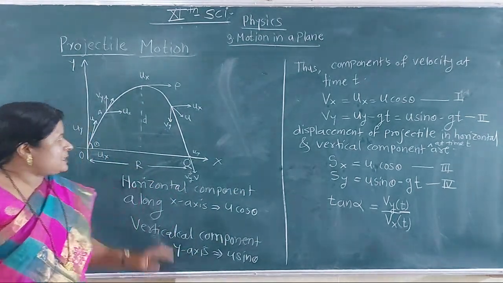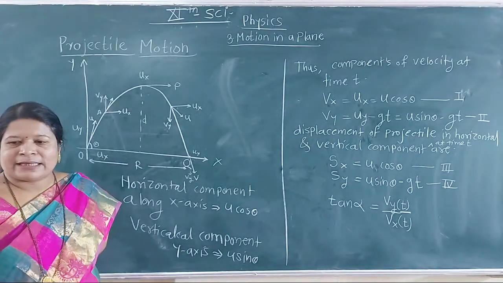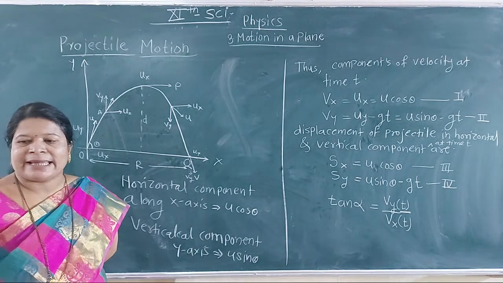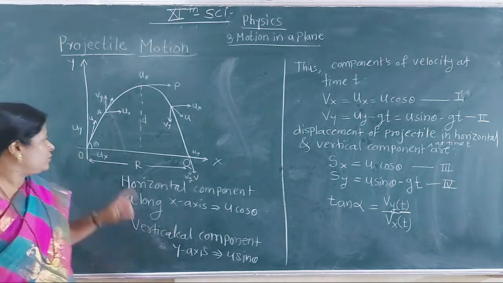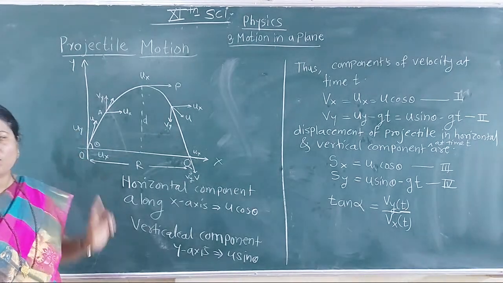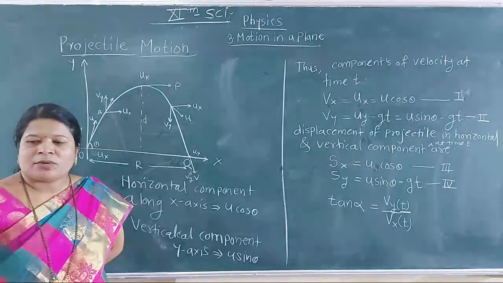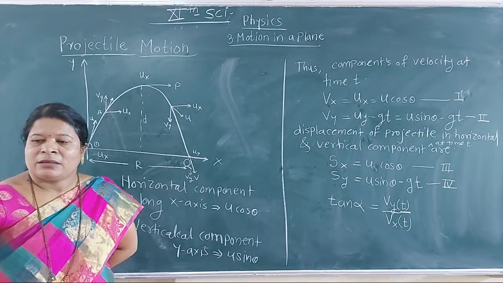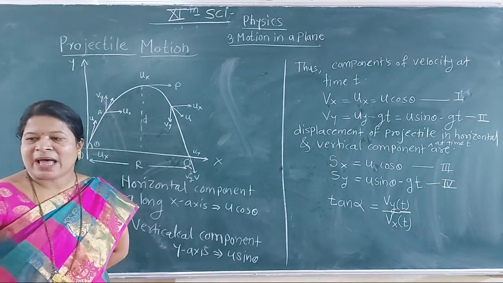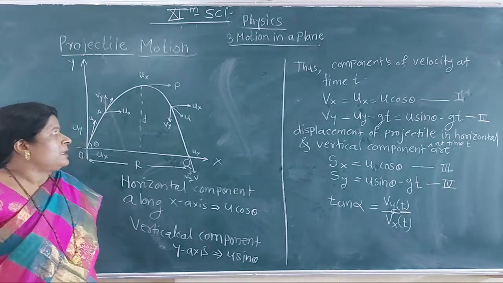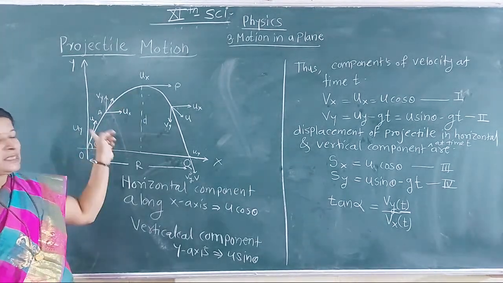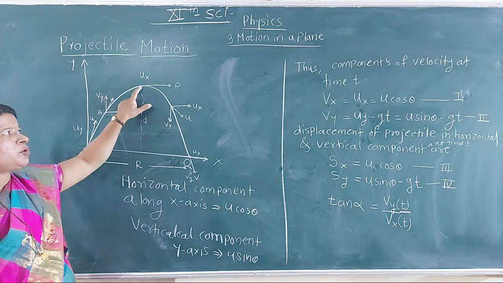Now, in this figure, the trajectory of the object is shown. The projectile is assumed to start from point O, and the point of maximum height is shown by point P.